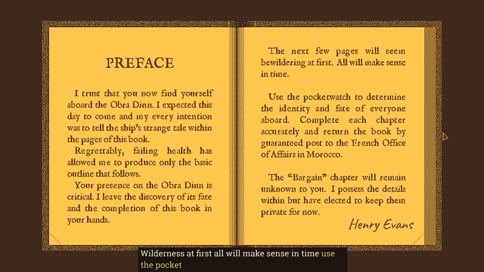"Use the pocket watch to determine the identity and fate of everyone aboard. Complete each chapter accurately, and return the book by guaranteed post to the French Office of Affairs in Morocco. The bargain chapter will remain unknown to you. I possess the details within, but have elected to keep them private for now. Signed, Henry Evans." We don't know who he is.